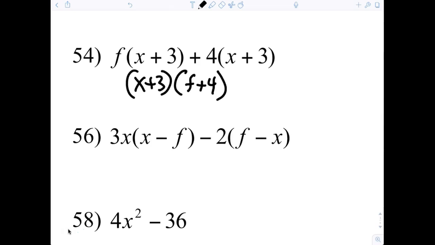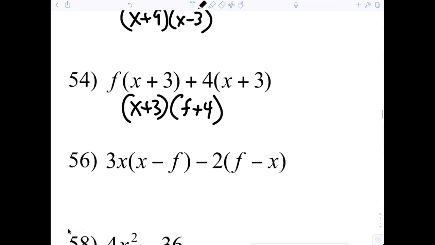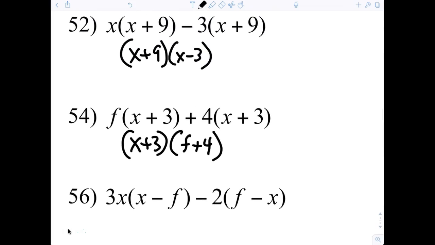For number 52, do you just write it like that? There was a common x plus 9, so we pulled it out, and x minus 3 was left.